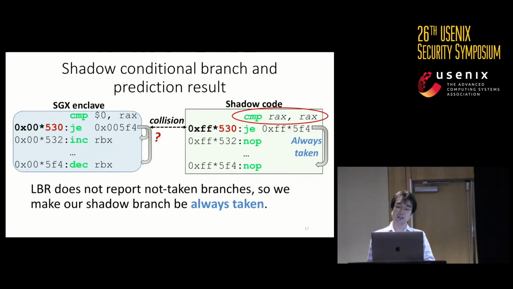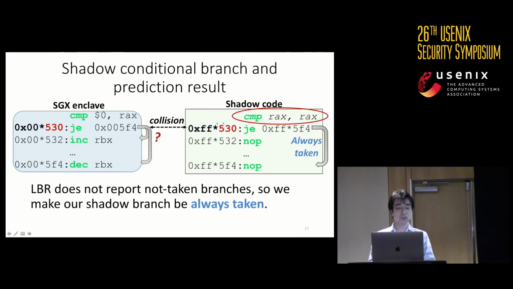Then, how can we write shadow code for a conditional branch and interpret its prediction result reported by LBR? This figure shows detailed shadow code for a conditional branch. First, the target branch, a conditional branch, and the shadow conditional branch have colliding addresses to make their history be stored in the same hardware entry.